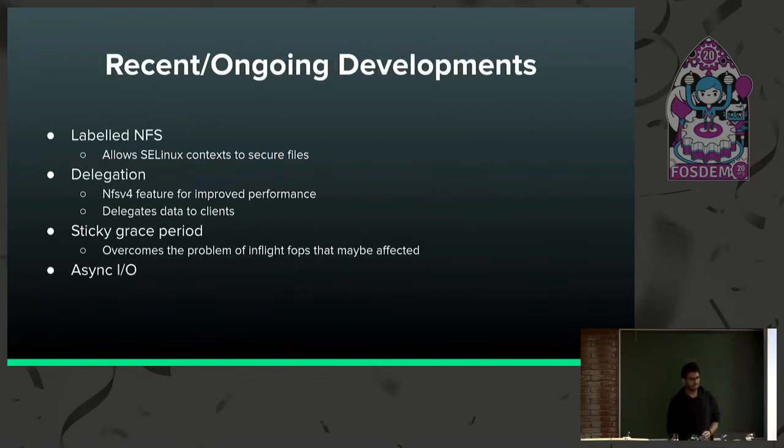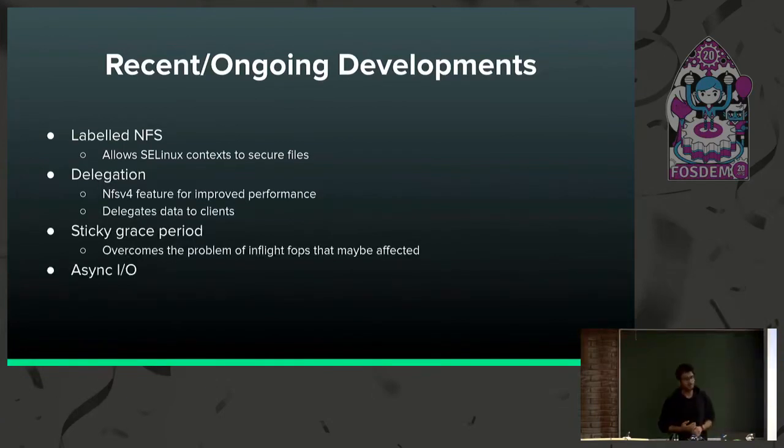So, some recent and ongoing developments. Labeled NFS. Labeled NFS, in short, allows you to set SELinux security contexts to restrict processes from interacting with each other. If a client requests file access from a server, and the server sends a request back to the client, these two processes for the same file are actually different, so you don't want them to mix up, and you have better security that way. I personally worked on this feature, and it's been merged upstream.